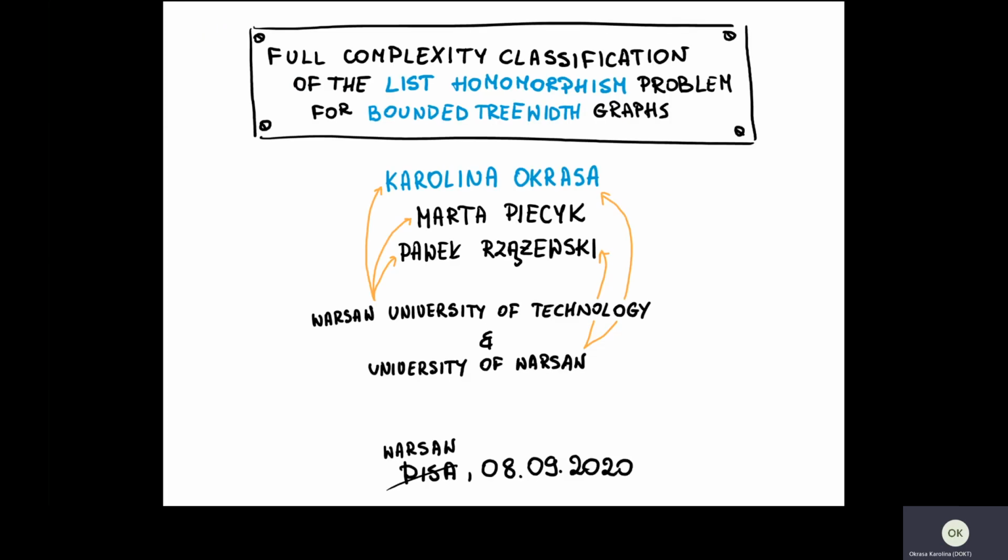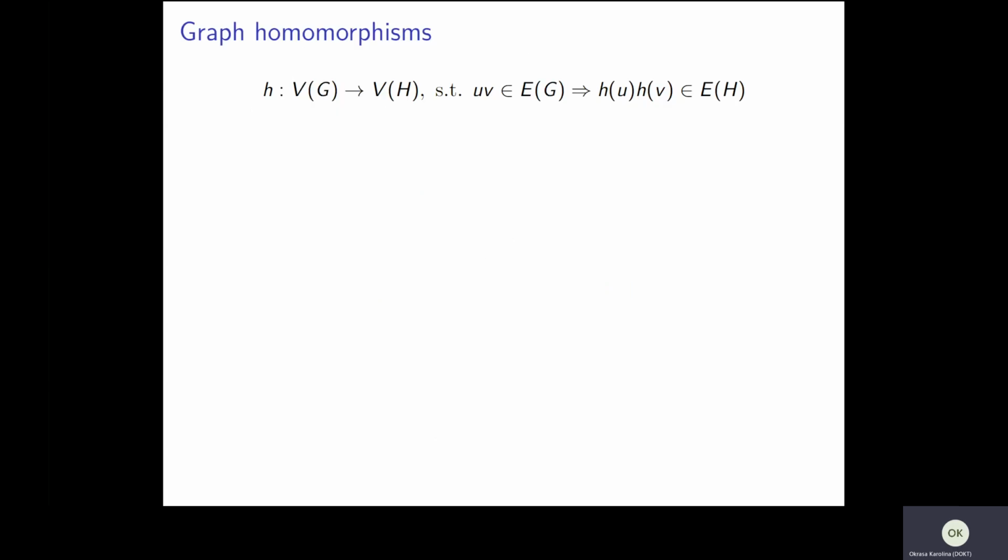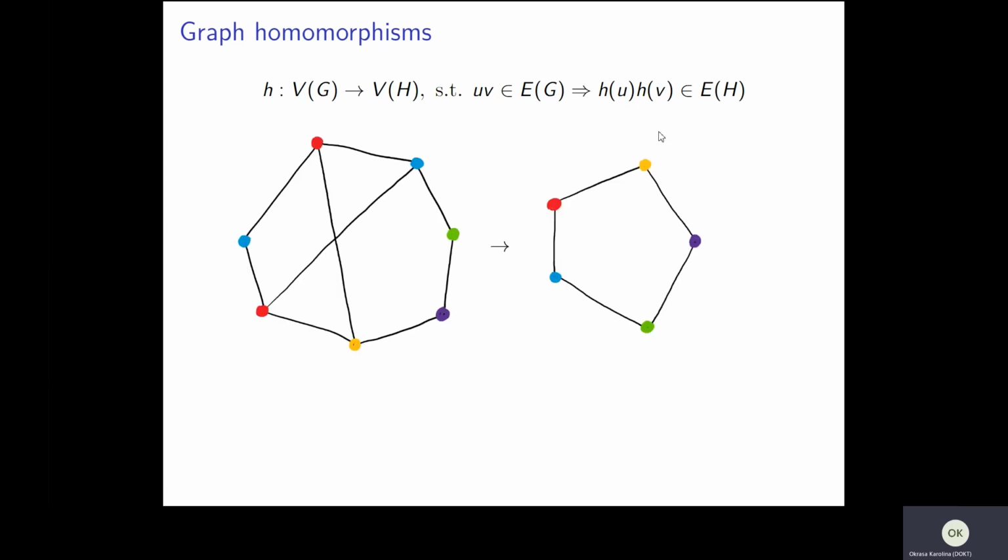Okay, sorry. So I will just proceed with basic definitions. So what is a graph homomorphism? We have two graphs, G and H, and the graph homomorphism is a function from the set of vertices of G to the set of vertices of H, such that the edges are somehow preserved, right? So if something is an edge of G, then it is mapped to an edge of H. Here we have a small example.